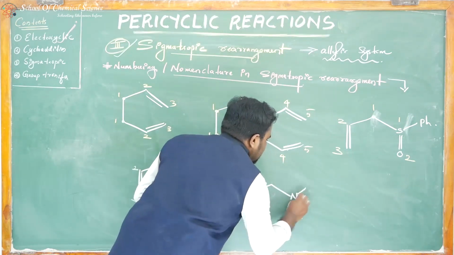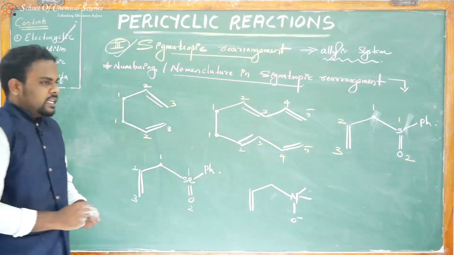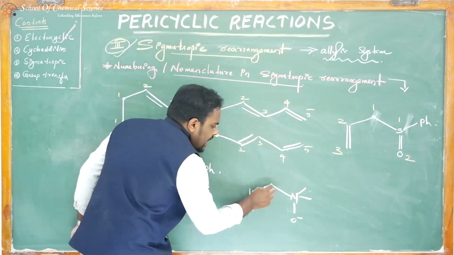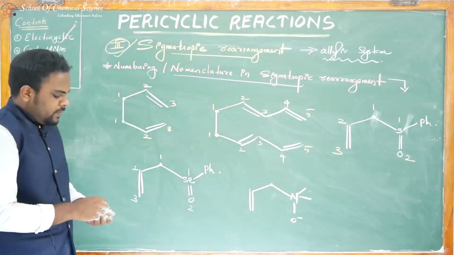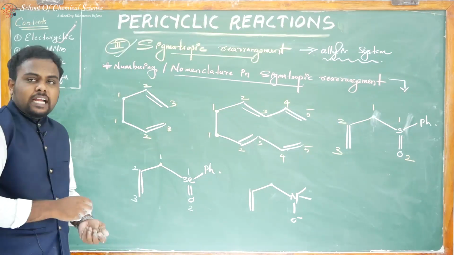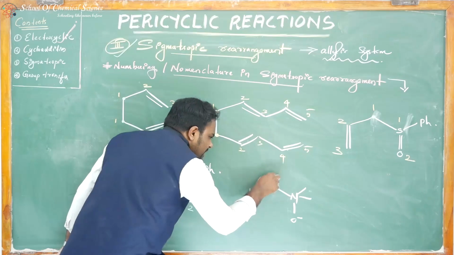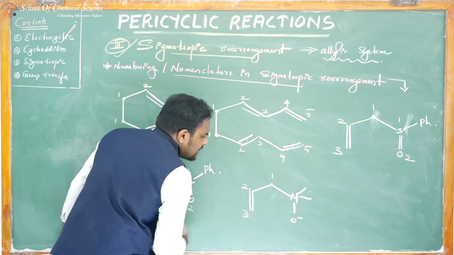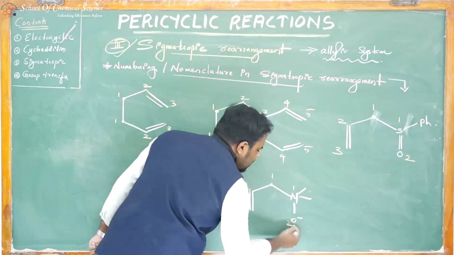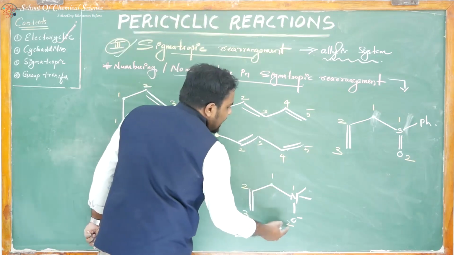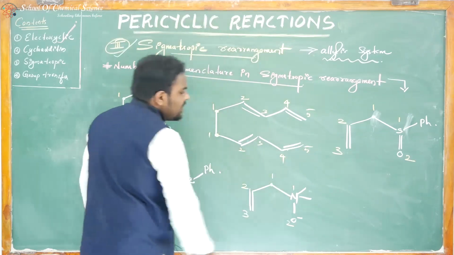NO minus CH3. O minus CH3. This is an allylic carbon. Definitely sigmatropic rearrangement is shown by that system. So the allylic carbon is given the number 1, then 2, then 3. Then in the opposite side also 1, 2. So this is called as the 1,1 bond.